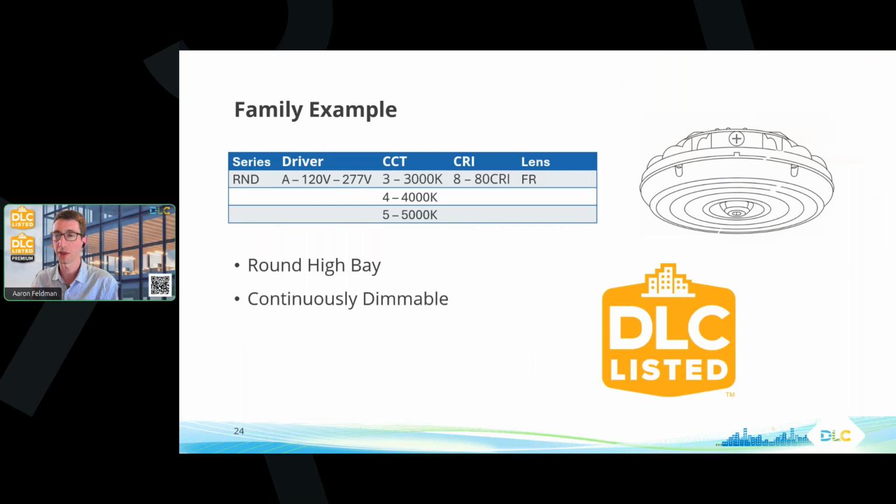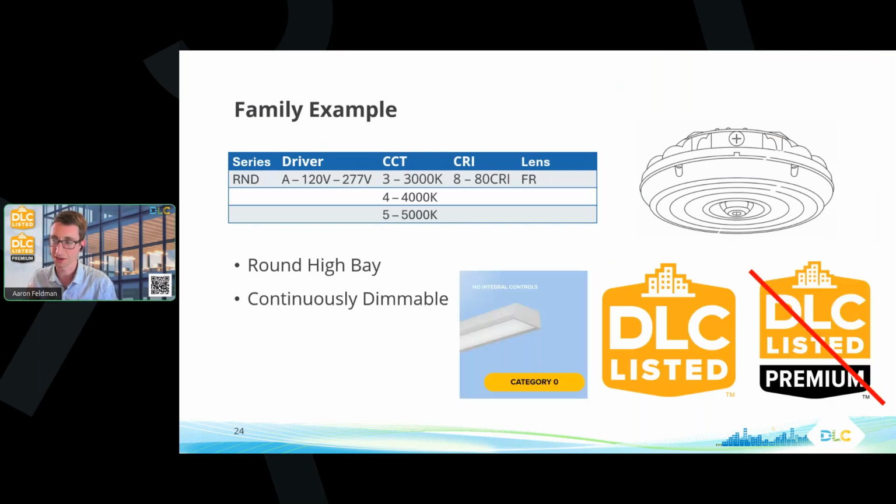So I'll be going through a couple different examples to explain how manufacturers can submit fixtures with their control option codes. This first example here is a round fixture. It has a single striper, 3 CCT options, 1 CRI, and 1 lens option. It's a round high bay and continuously dimmable. Relatively simple and would be listed as DLC standard. Because it is control category 0, there's no other integral controls, no sensors, no NLC, so it is not eligible for premium.